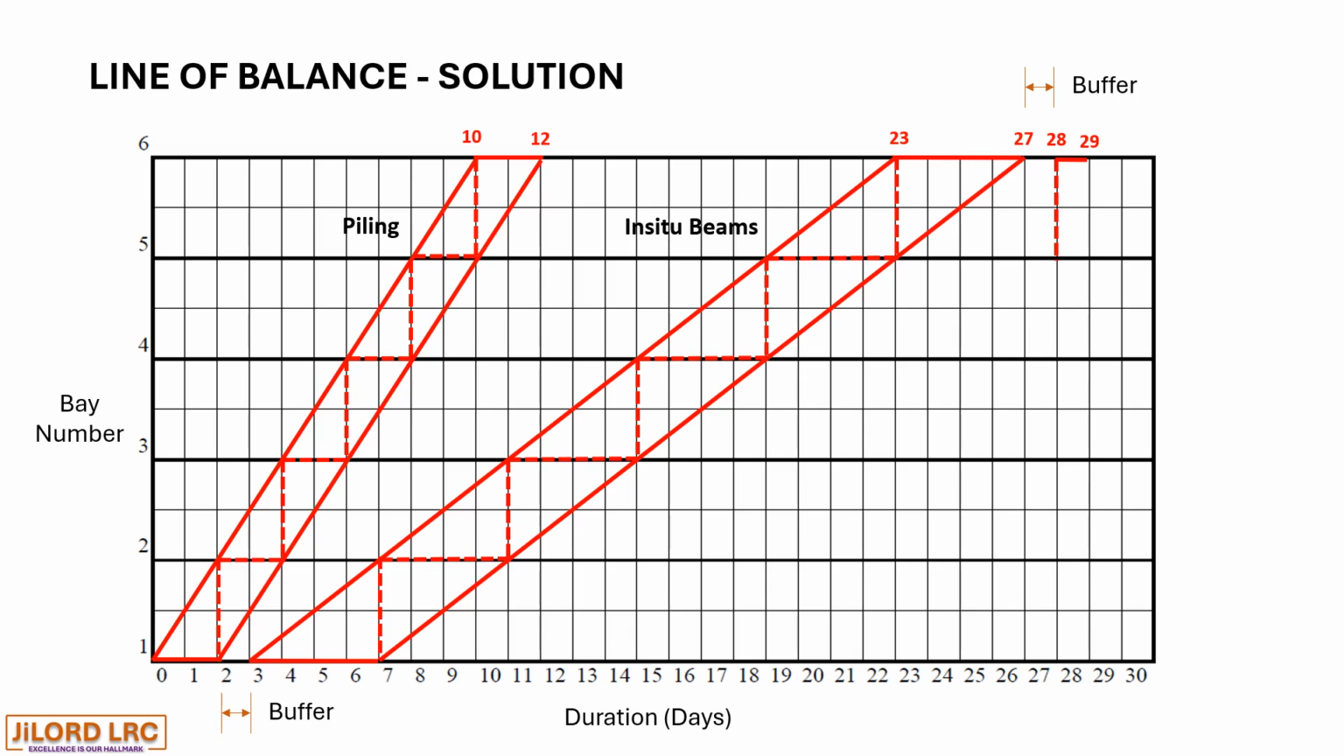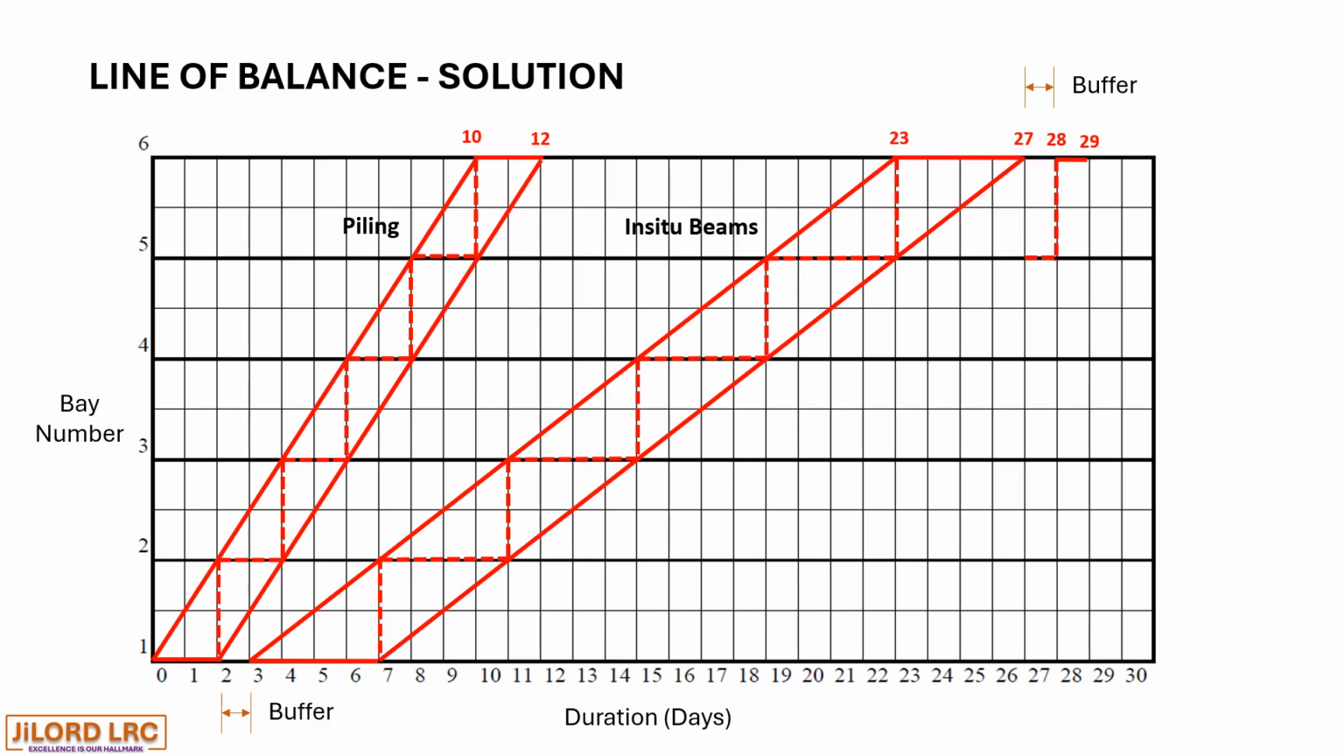Now, this is a planning process. If we do it this way, having the last bay installed on day 28 and 29, the start of the operation would come and overlap before the completion of the in situ beams. So we are going to come down stepwise as we plan using the line of balance.